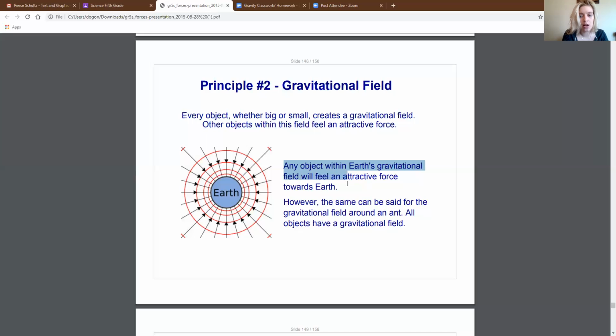So let's go ahead and copy that down. Any object within the Earth's gravitational field will feel an attractive force towards Earth. So again, everything is attracted to Earth. Everything wants to be pulled down to the center of the Earth, no matter how big or no matter how small.